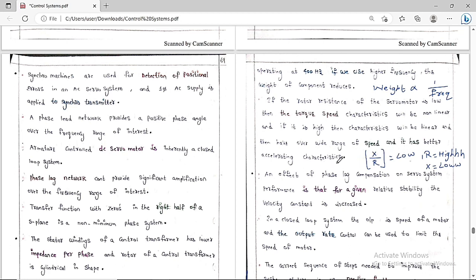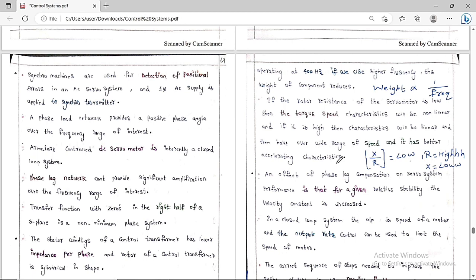So in simple words, for a given servo motor, suppose the resistance of the rotor is very, very high. When the X/R ratio is very, very low, we are going to get linear characteristics between the torque and the speed, and also better damping characteristics. Suppose the resistance is very, very low, then the X/R ratio is very, very high, and you are going to get non-linear characteristics between the torque and the speed. So you have to keep these points in mind.